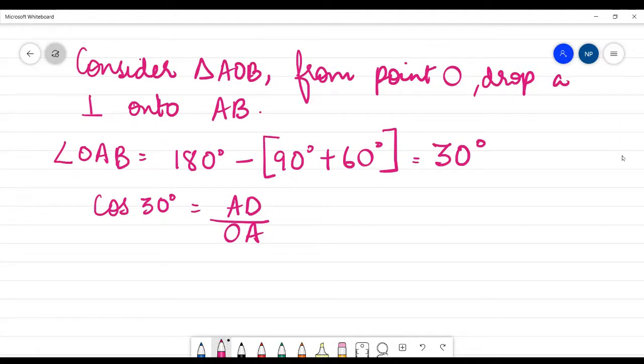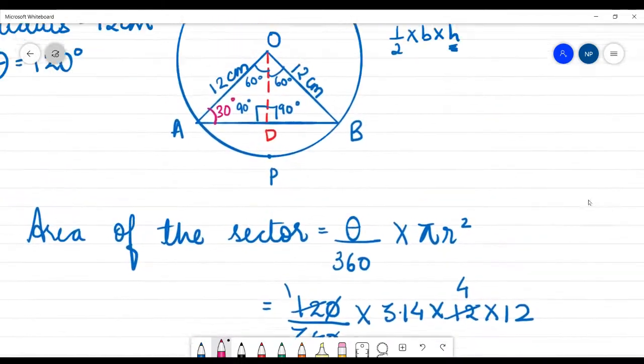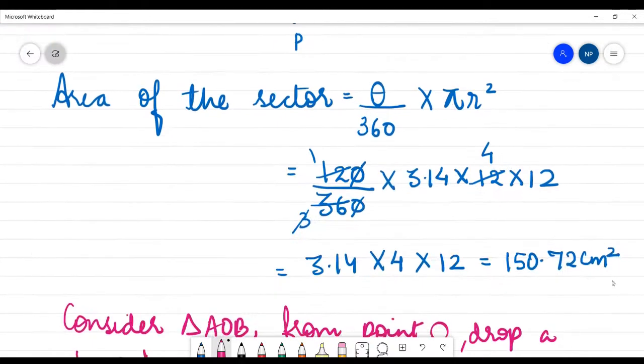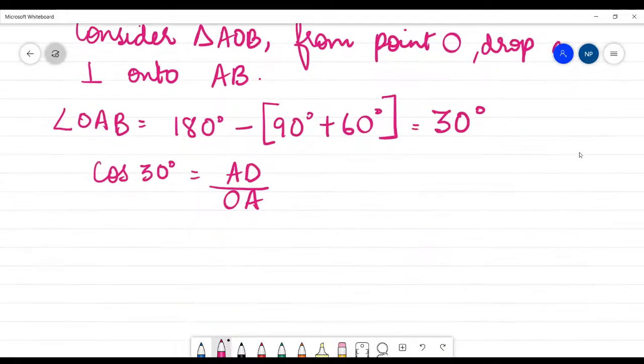Now, excuse me, AD upon OA, sorry. Yes, this is AD and this is OA, not this one, particularly OD and OA. So over here, we will write cos 30 degree, we know the value, it is root 3 by 2, isn't it?